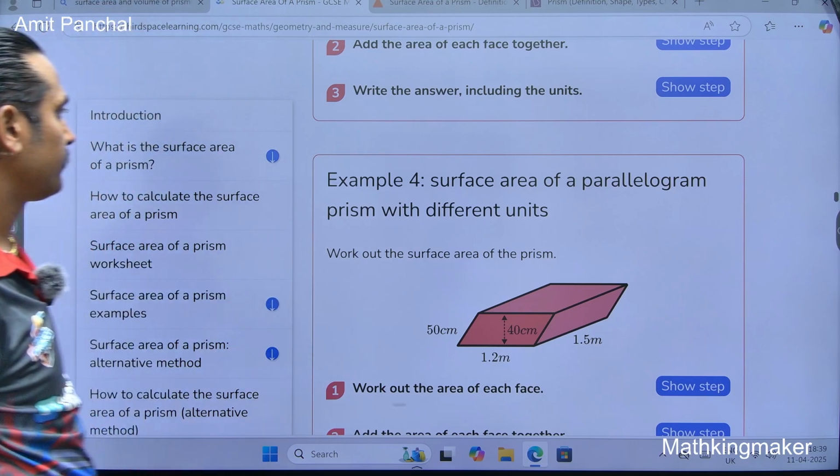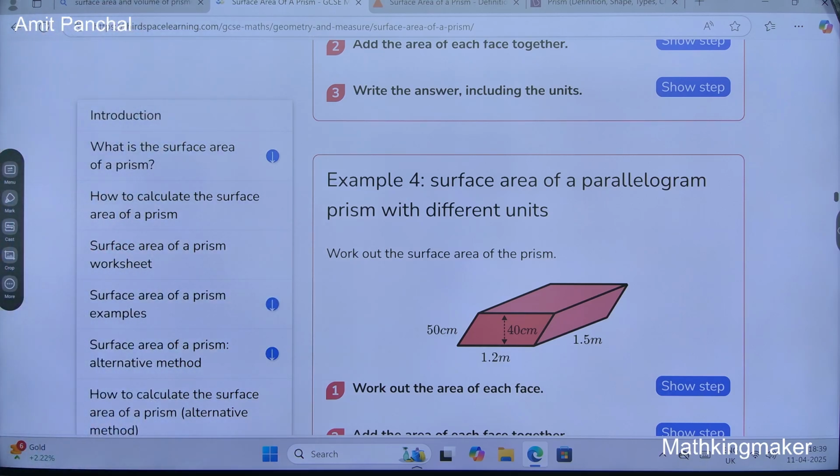Now do this one. It's a parallelogram. Do you know the area of a parallelogram? How to find it? So what is it? It is base into height. Yes, because a parallelogram is made up of two congruent triangles. The area of one congruent triangle is half base into height. So if you join these two, that will be only base into height. Okay, sir.